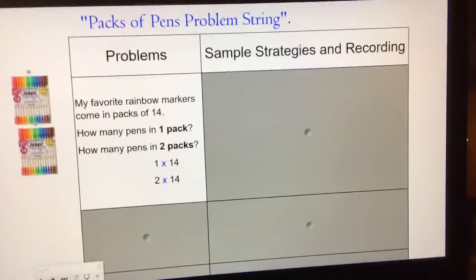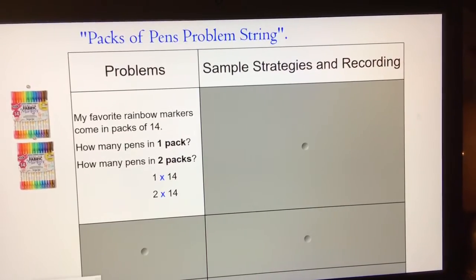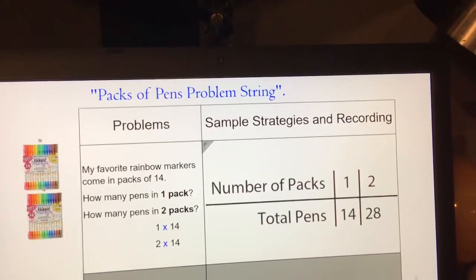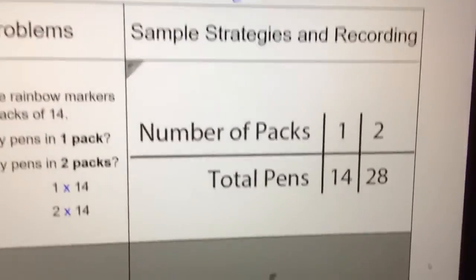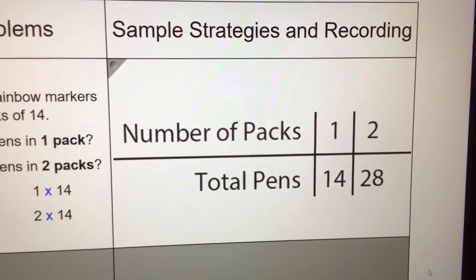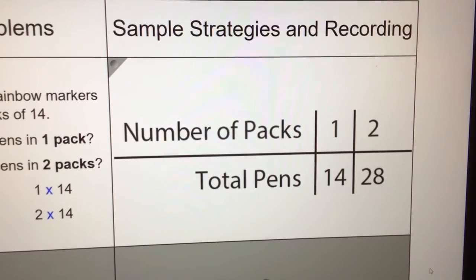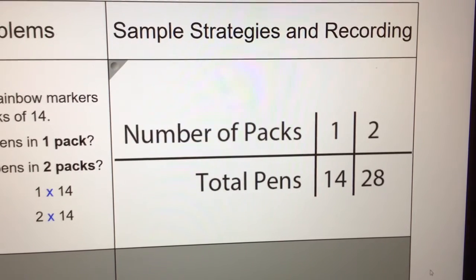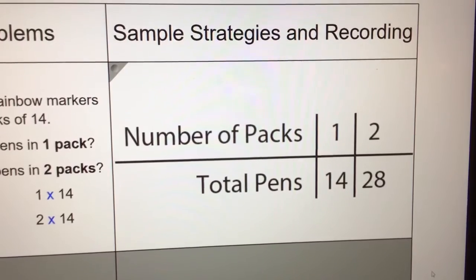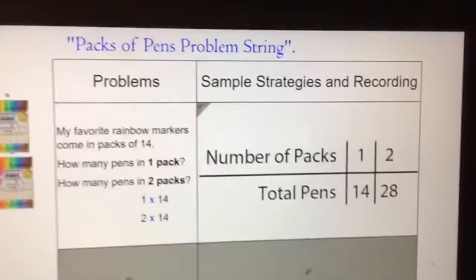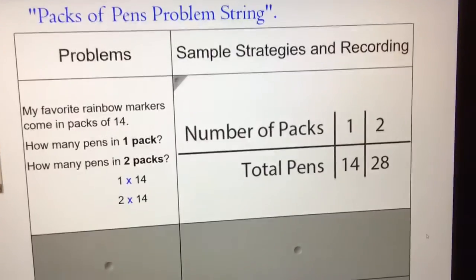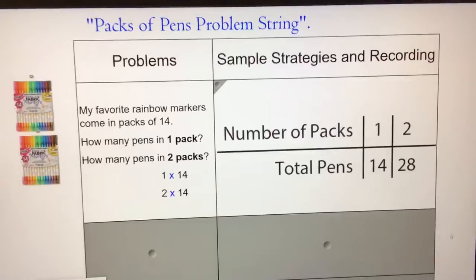Alright, so some of the strategies you might have used, and I'm going to just click this over here quick, is you might have used a chart to say, hey, we can set up a nice table here, or the numbers of packs. We had 1, total pens would be 14, and 2 would be 28. This will help us down the road too when we start combining some of these and saying, hey, we can make this nice chart and combine 2 things.